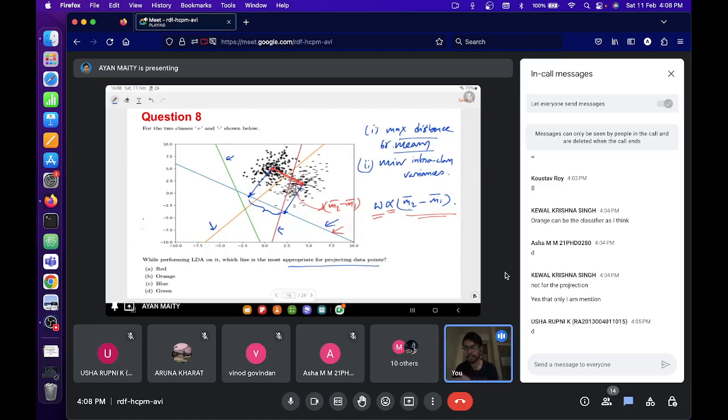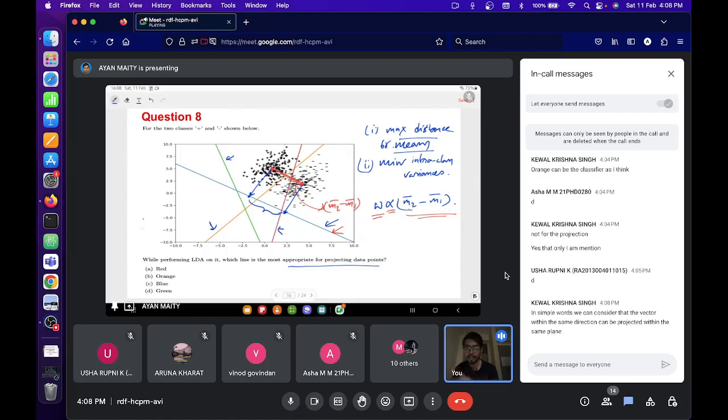So we select the projection lines in such a way that the distance between the projected means is maximized.